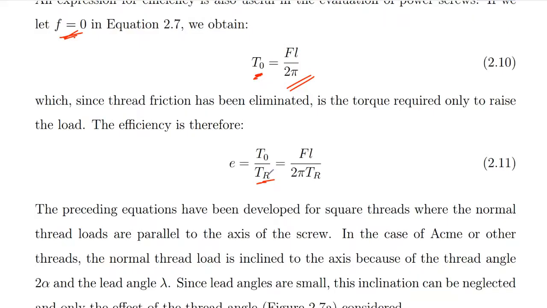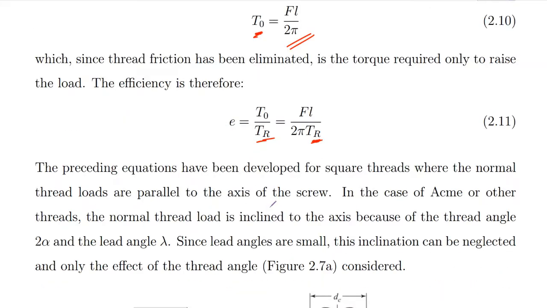All right, so if we put this expression into this equation, we are going to have the efficiency equal to FL divided by 2 pi times TR, where TR is the torque needed to raise the load when there is friction present in the system. And that TR, we already have the expression for it. We have determined that expression already.